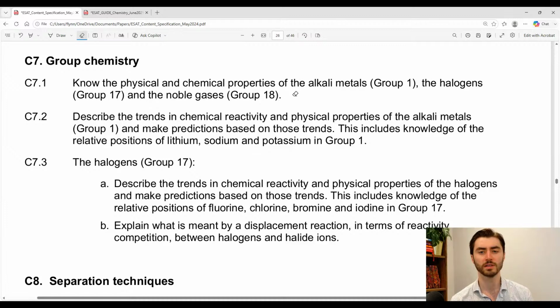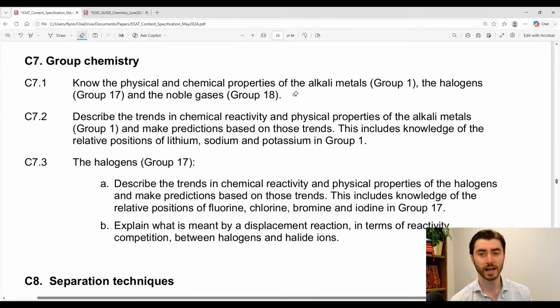Physical and chemical properties of the alkali metals, the halogens, and the noble gases. I think a lot of this is just memorization. So the halogens, they get darker in color as you move down, and they go from gas in fluorine and chlorine to liquid bromine to solid iodine.